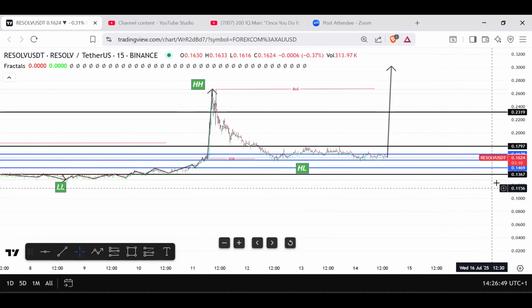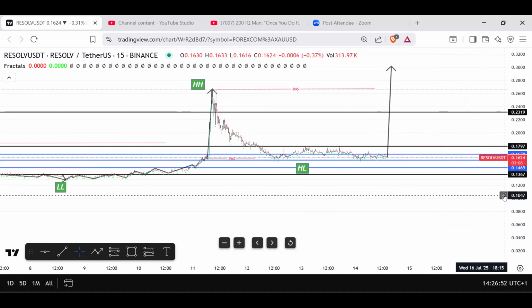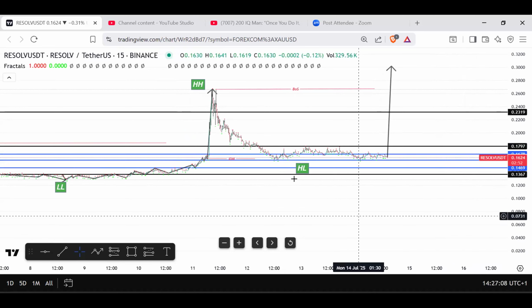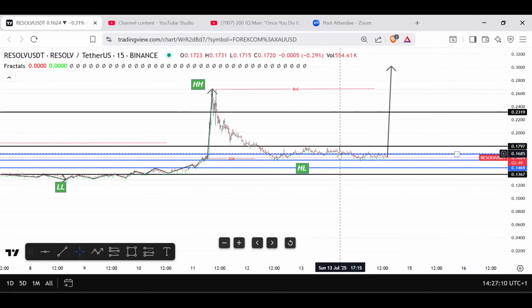Can we check another pair? Yes, sure. We don't need to change to the 1 minute now because nothing is confirmed. That's why we are not moving to 1 minute, because we don't even have a 15 minutes valid zone.